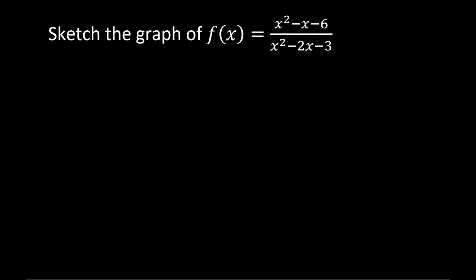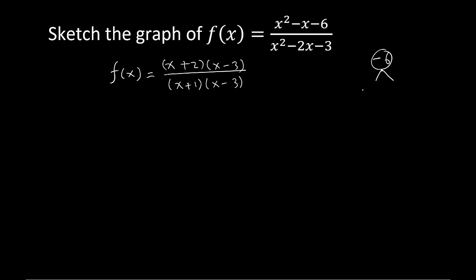We need to sketch the graph of f of x, which is x squared minus x minus 6 over x squared minus 2x minus 3. So let's see what to do first. If you want to graph this one, first try to factor the numerator and denominator. I have a negative 6, so I need to take negative 3 and positive 2 because their sum will be negative 1 here. That's why you get x plus 2 times x minus 3.